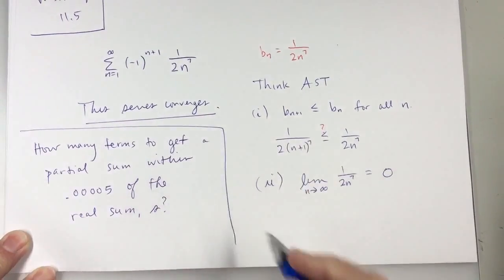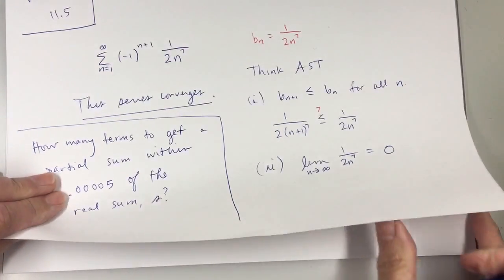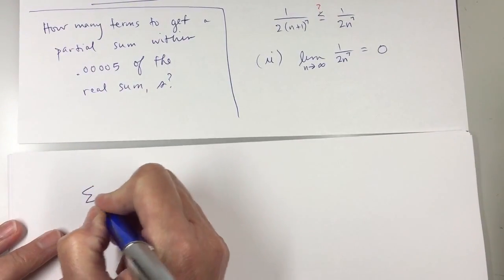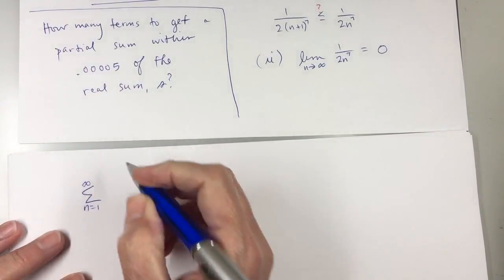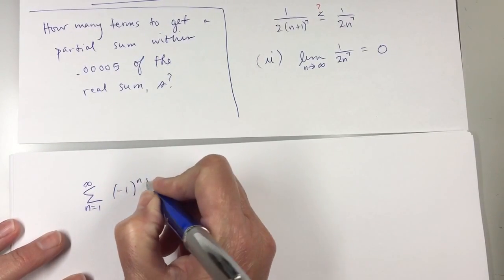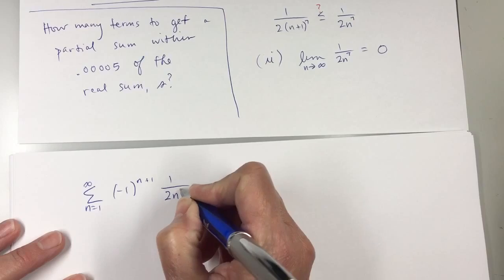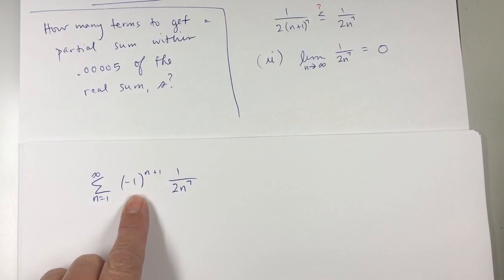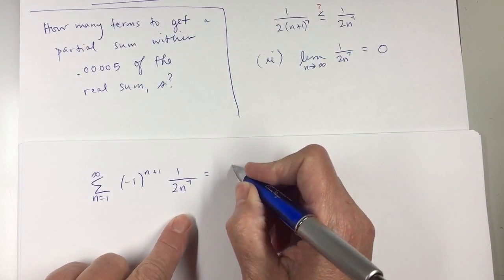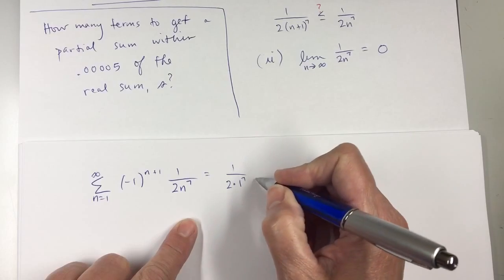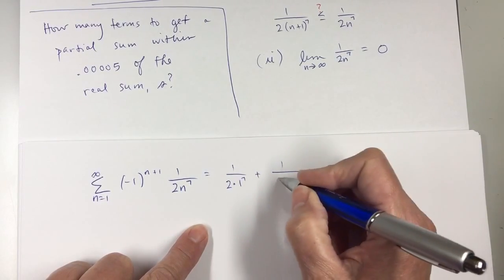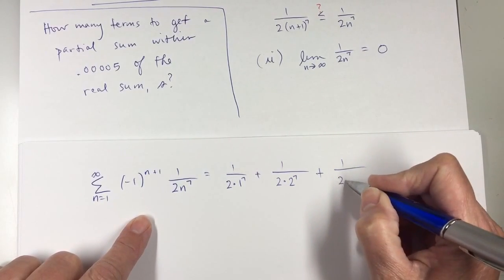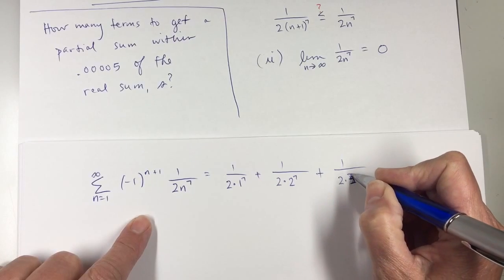So here's the second part of this problem. For that, I'm just going to look at a few terms. We'll write out a few. I have the sum as n goes from 1 to infinity of -1 to the n plus 1 times 1 over 2 times n to the 7th. So the first term, when n is 1, that's 1 plus 1 is 2, so it's a positive term. The first term is 1 over 2 times 1 to the 7th. The second term is 1 over 2 times 2 to the 7th. The third term is 1 over 2 times 3 to the 7th.